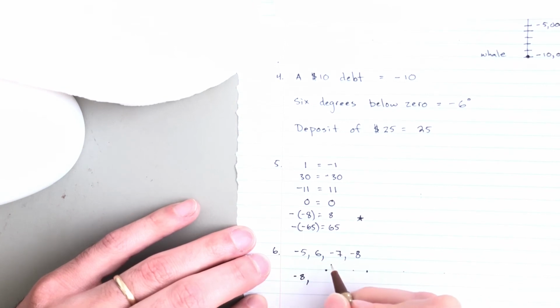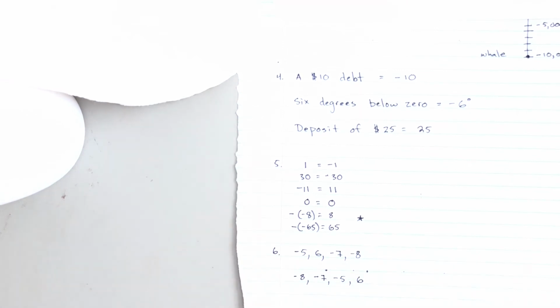And then I'm just going to go in ascending order there. So I'm going to go negative 7, negative 5, and then the biggest one here, the one with the most value, is positive 6. So the closer we get to 0 when they're negative numbers, the bigger they are. And of course, positive 6 is on the right-hand side of 0, so that's the biggest one.